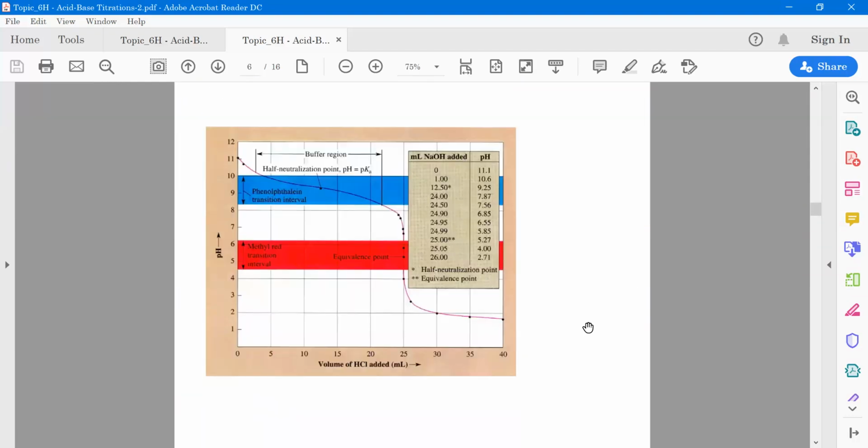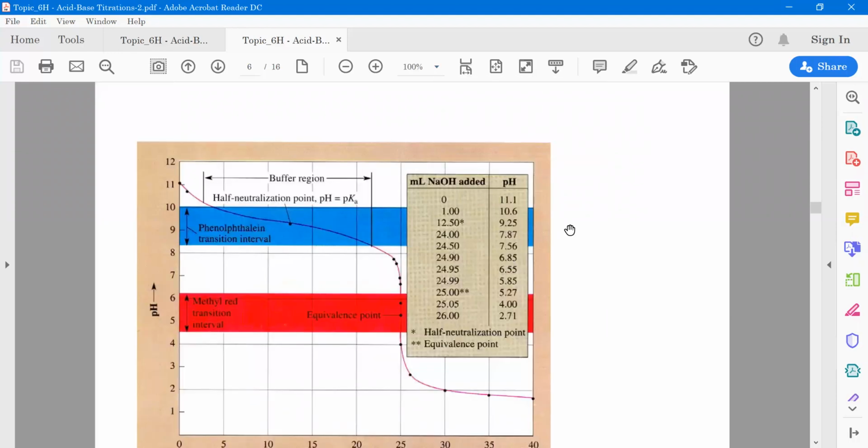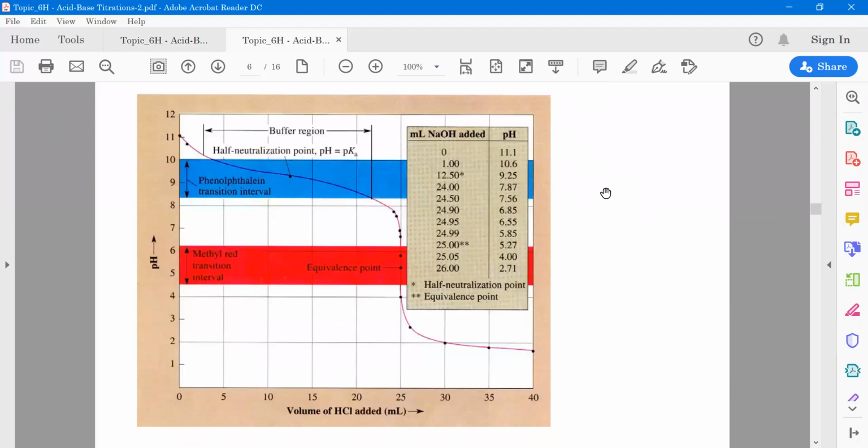So what about for a weak base with a strong acid? Well, the shape of the curve is very similar. It's like a mirror image of the one for the weak acid, strong base titration. In this case, we're titrating a weak base with a strong acid, hydrochloric acid. The weak base in this case is ammonia. It's just NH3 dissolved in water, and we're titrating it with hydrochloric acid, which of course is a strong acid.